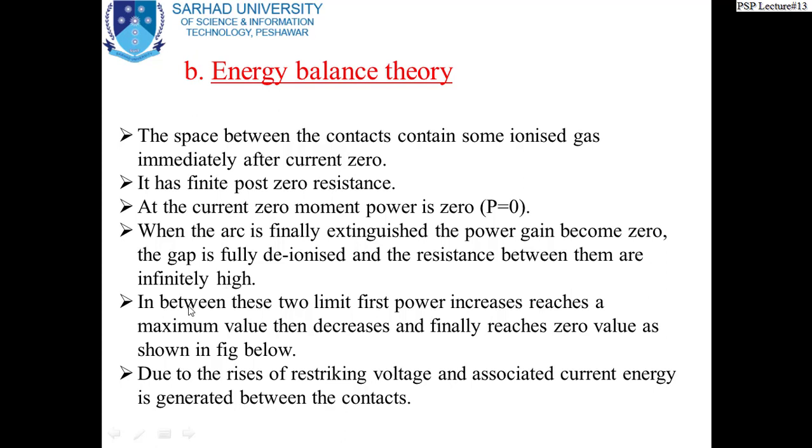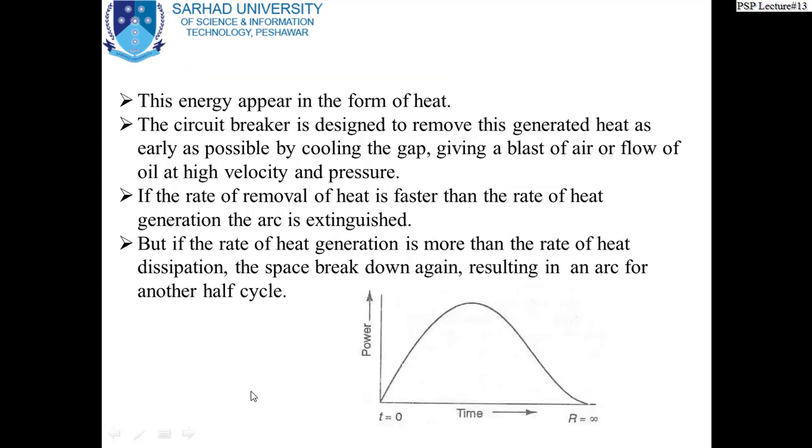And between these two limits, first power increases and reaches a maximum value, then decreases and finally reaches zero, as shown in the figure below. I am explaining this figure below, just wait for 1 or 2 seconds. Due to the rise of restriking voltage and associated current, energy is generated between the contacts. Okay, this energy appears in the form of heat.